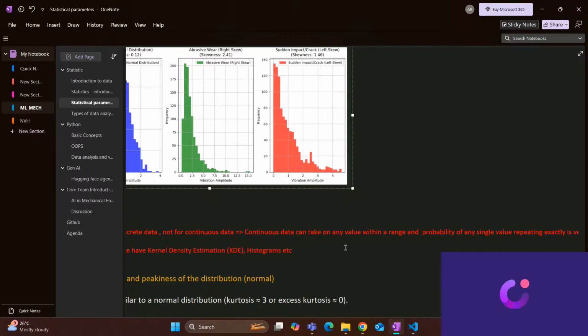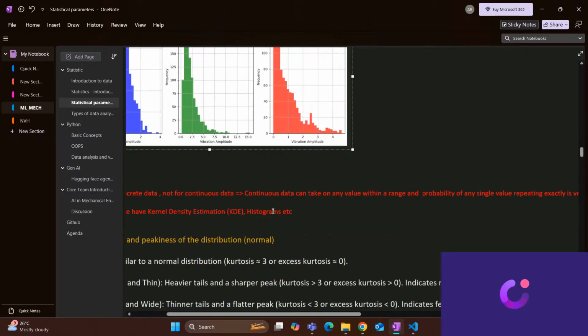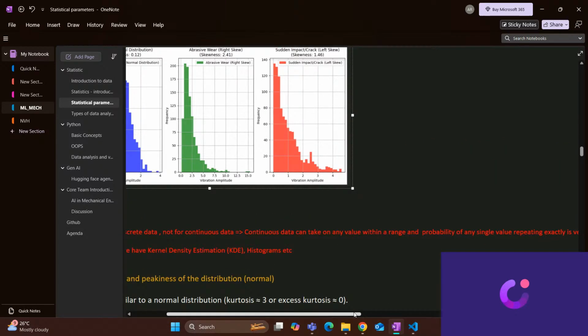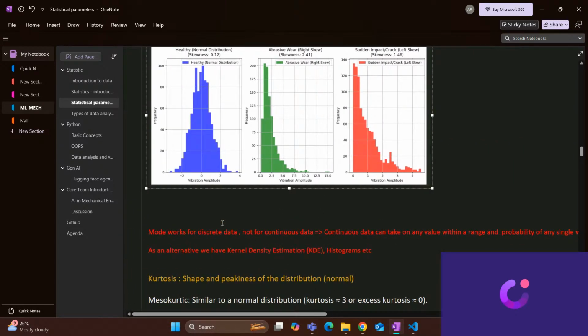But if it's a very large data set, then it becomes a very problematic situation because it will be more of a flushing of the data. So it is very difficult to calculate mode for continuous data if you bring down the decimals. So generally, we don't take mode for continuous data, but it works very well for discrete data.